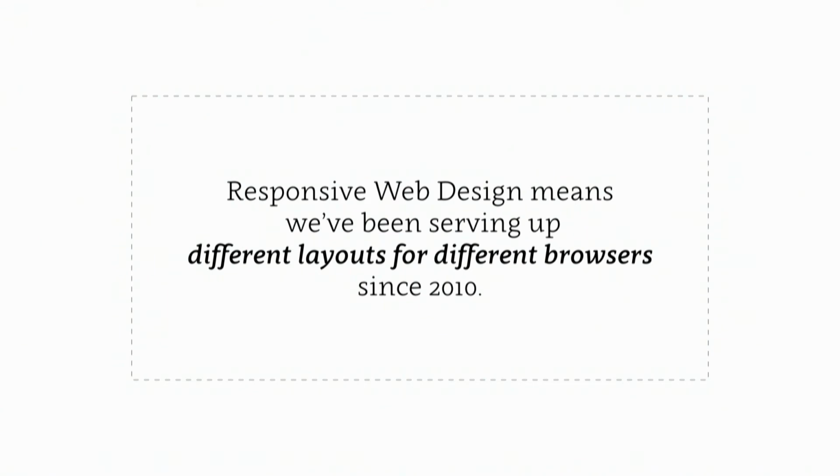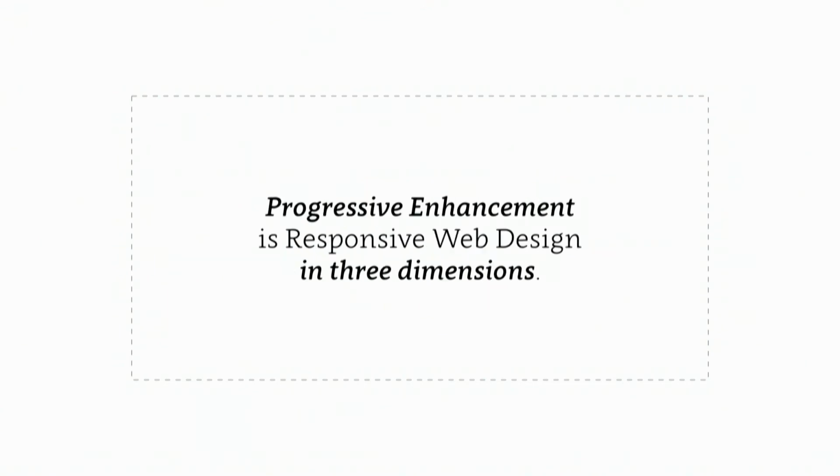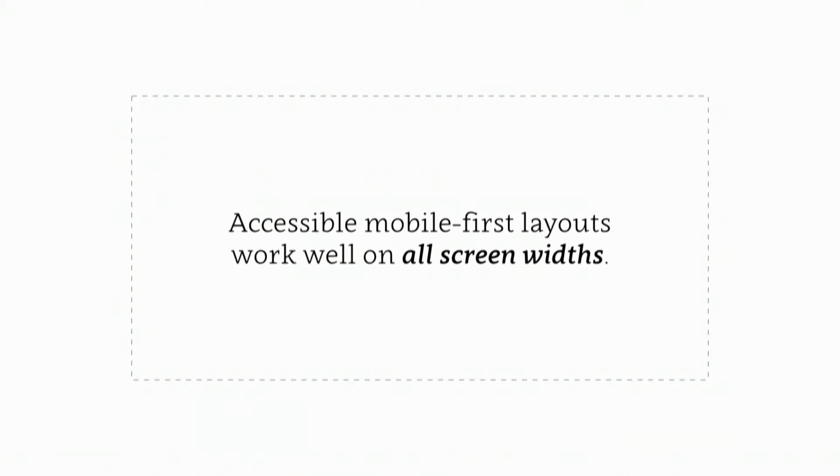You've heard about this idea called progressive enhancement, that you provide better or different experiences as the browser gets more advanced. That's actually just part of responsive web design. It just adds a time dimension to responsive web design. So in addition to making it responsive this way, you make it responsive based on the version of browser the user is using. And accessible mobile-first layouts actually work fine on all screen sizes, no matter what you do.